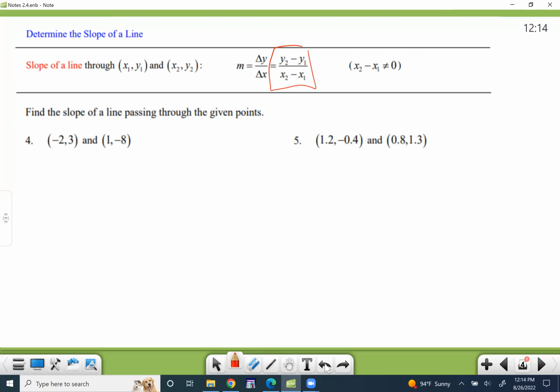It's going to look familiar how we label it, because you guys did that section on distance and midpoint. So we're going to call this x1 and y1. We're going to call this x2 and y2. And we're just going to substitute it in. m is y2 minus y1 over x2 minus x1.